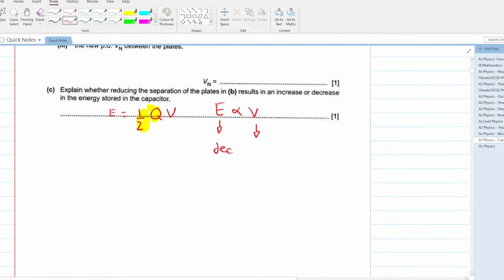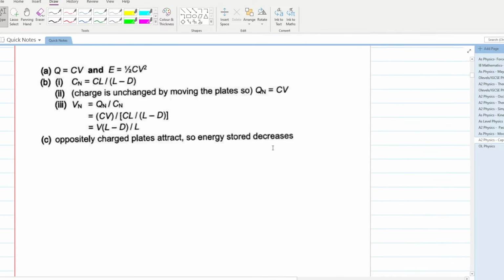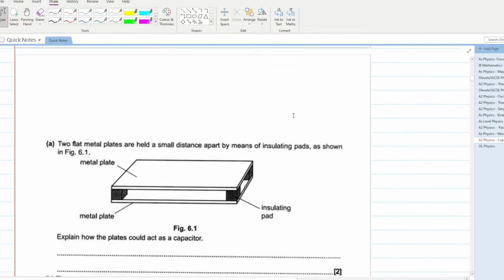ये थोड़ा सा दिमाग वाला सवाल था, ठीक है. Let's check in the marking scheme as well whether we are correct or not. Yes, decreases. ठीक है. यहाँ पे अलग रीजनिंग लिखी हुई है. Because oppositely charged plates attract, so energy stored decreases. ठीक है, ये भी हो सकता है आंसर. ठीक है, perfectly fine. Other answers हमारे correct हैं. Let's move on to the next question.